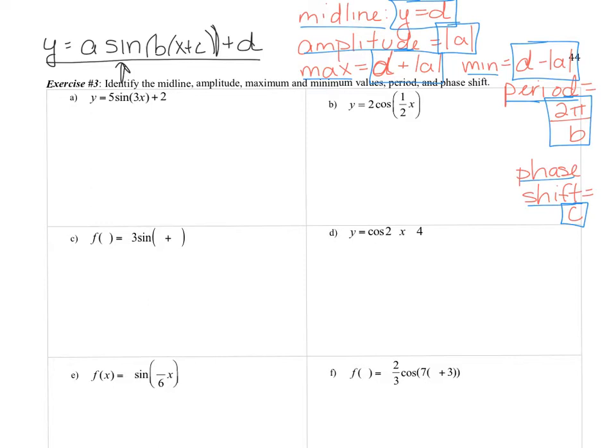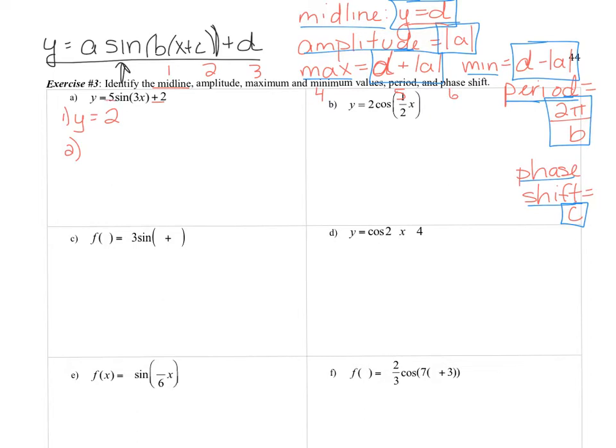So first off, we're just going to go in order. I'm not going to repeat the words over and over again. So we're finding the midline first. Midline is the D value. So here, the number added at the end is 2, so we have y equals 2 for our midline. The amplitude, absolute value of A, is next. I'm just going to number these 1, 2, 3, 4, 5, and 6. When we follow through, we can see them there.